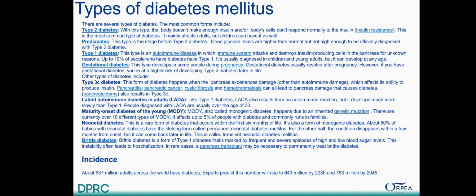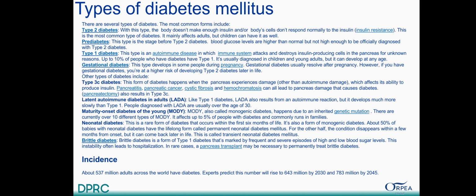Another type of diabetes is called latent autoimmune diabetes in adults. This is like type 1 diabetes. It results from an autoimmune reaction, but it develops much more slowly than type 1. People diagnosed with latent autoimmune diabetes in adults are usually over the age of 30.